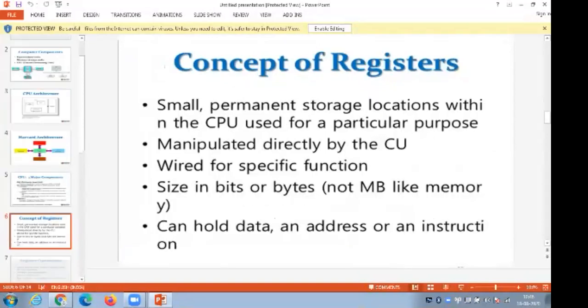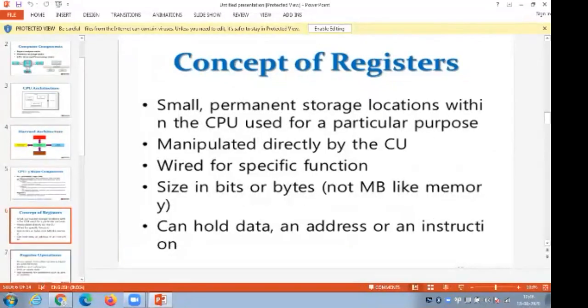Now coming to the concept of registers. What is meant by a register? A register is a small permanent storage location within the CPU, used for a particular purpose. Actually, these registers are placed in the form of racks in the CPU, like the trays in an oven. Each has its own storage.